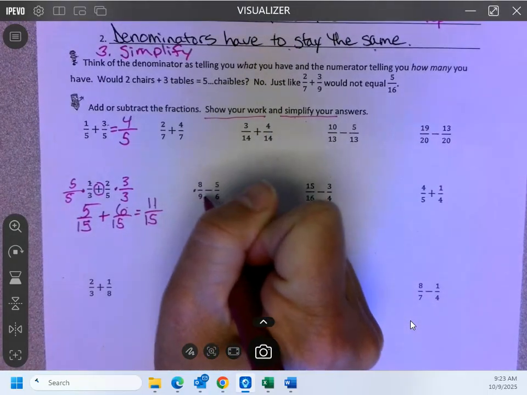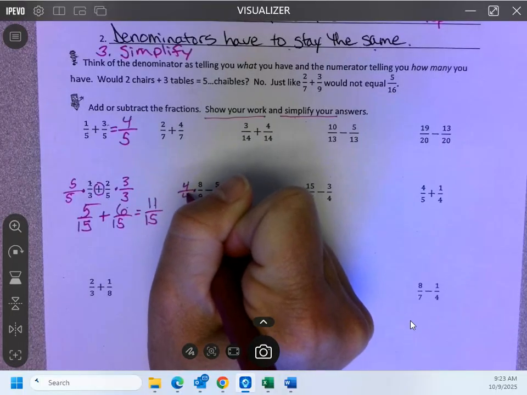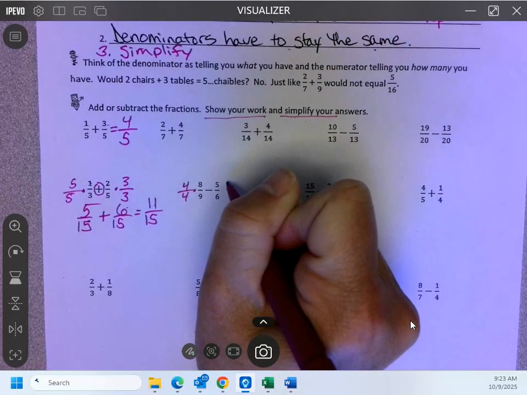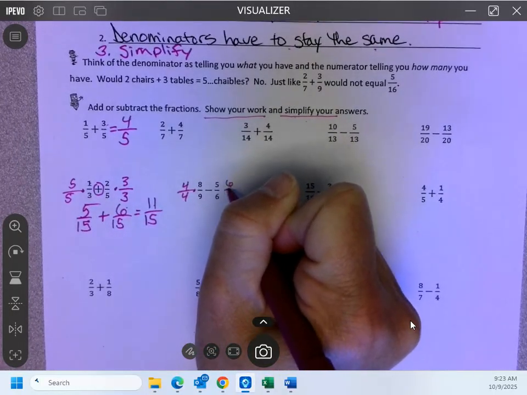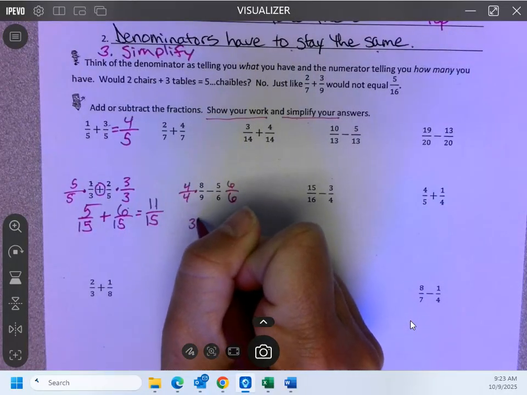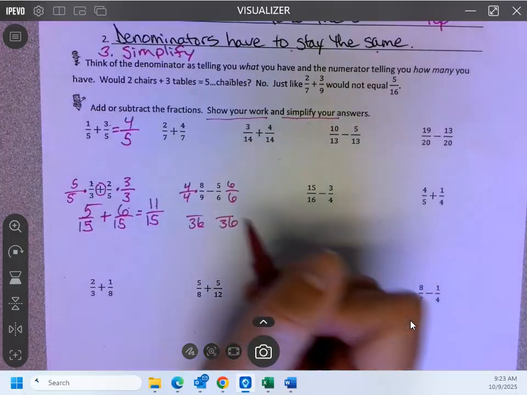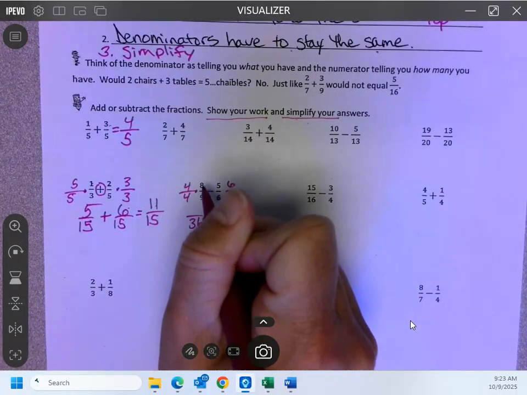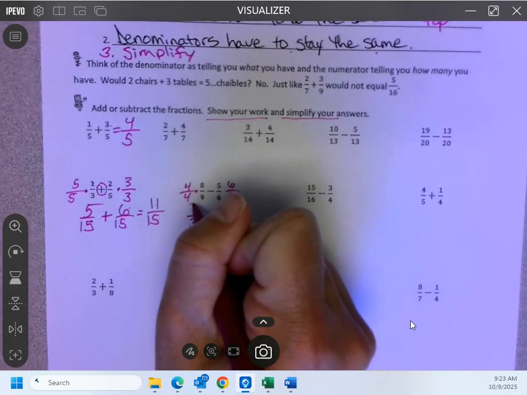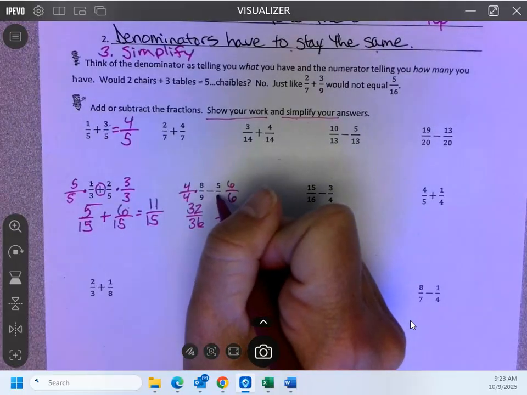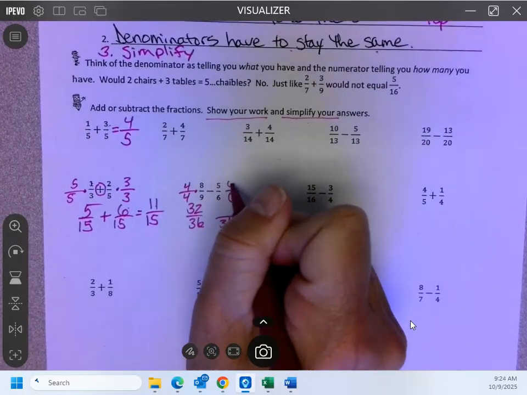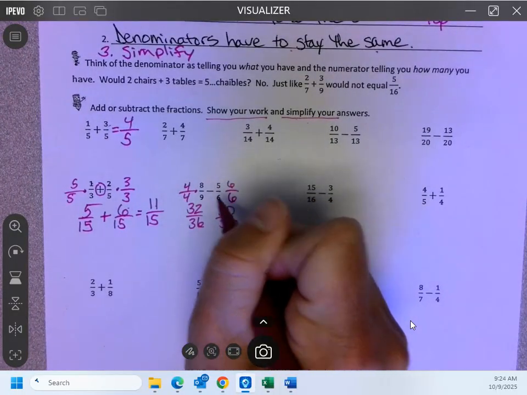So Joy is looking at that and she's saying, okay, I know that they both can go into 36. So that is a common denominator that they could share. 9 times 4 is 36. 8 times 4 is 32. 6 times 6 is 36. 5 times 6 is 30.